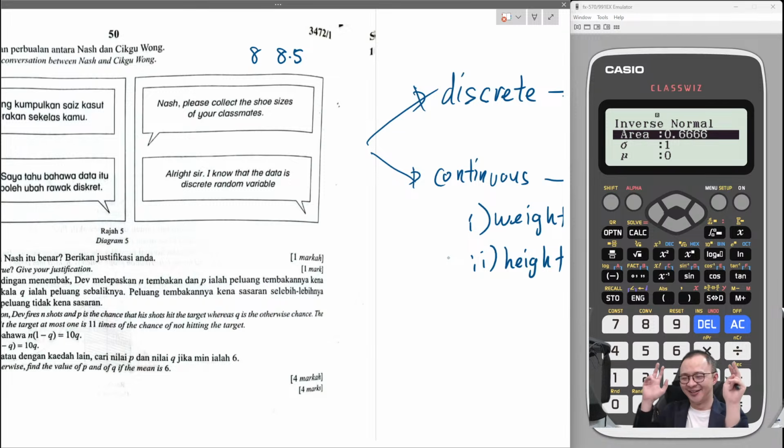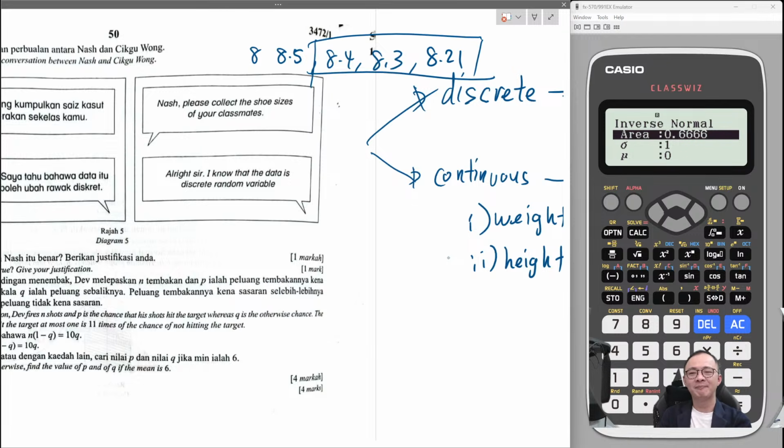Now this is the tricky part. If shoe size is continuous, you ask yourself, do you have the size for 8.4 or 8.3 or even 8.21? Do you have shoe sizes like this? If the shoe size can only be 8.5, but 8.4 or 8.3 is not allowed. I mean there's no 8.4 shoe size, right? I believe in this world. Maybe there is, I don't know. But so far I know it's only 8, 8.5, 9, 9.5, 10 and so on, right? So in these cases, I will consider shoe size as discrete.